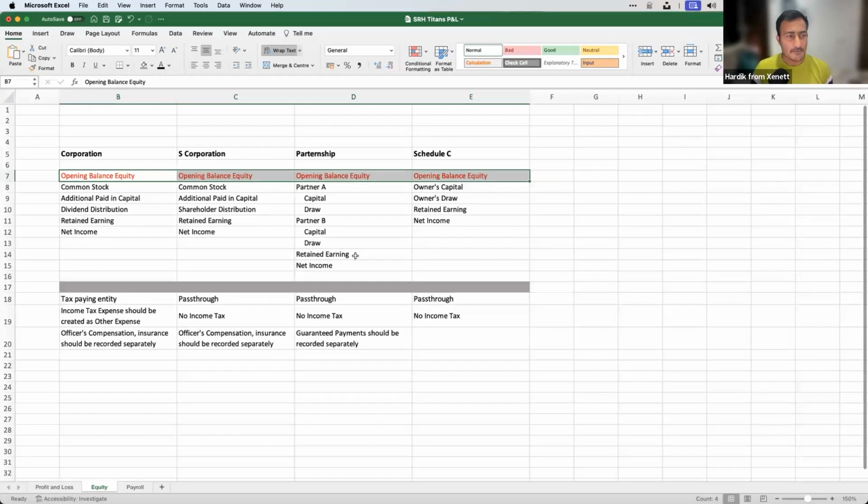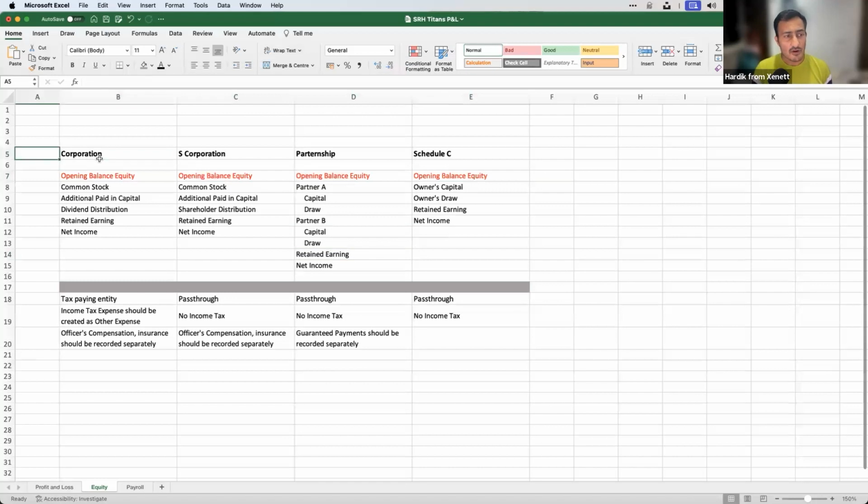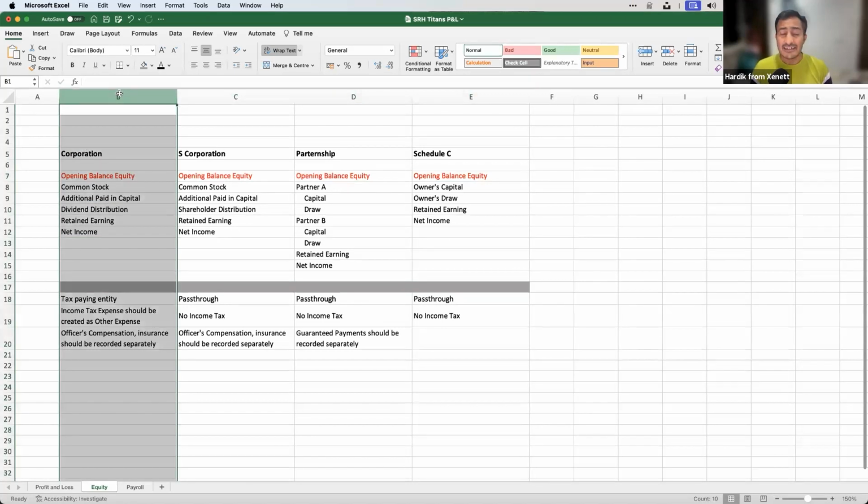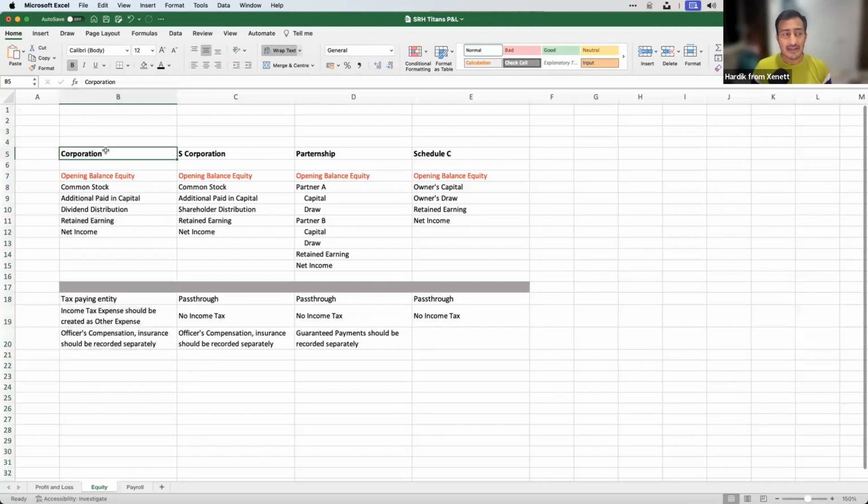Okay, so that's that. Now, in the case of a corporation, we should have common stock, additional paid-in capital, dividend distribution, retained earnings, and net income. A corporation is an entity type that actually pays taxes, right? When I say a corporation pays taxes, what I mean is that whatever profits they are making, the business itself is supposed to pay taxes to the government, right? And the reason I'm telling you this is because there is different treatment, and also a different chart of accounts that we need to set up when the entity is a corporation, right?